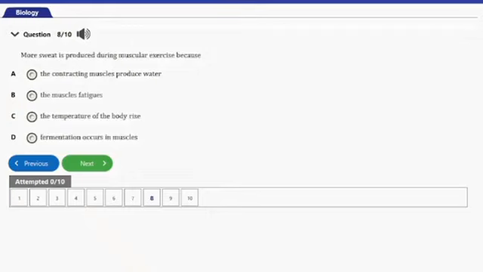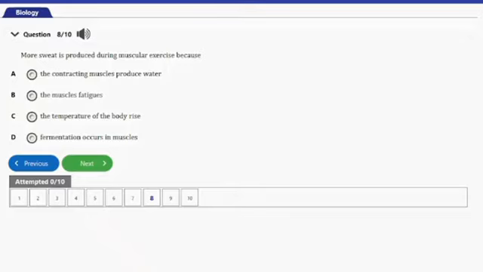Question number 8, it says, sweat is produced during muscular exercise because A, the contracting muscles produce water, B, the muscles fatigue, C, the temperature of the body rises, D, fermentation occurs in the muscles. So guys, the answer to this question here is option C, and that's the temperature of the body rises.